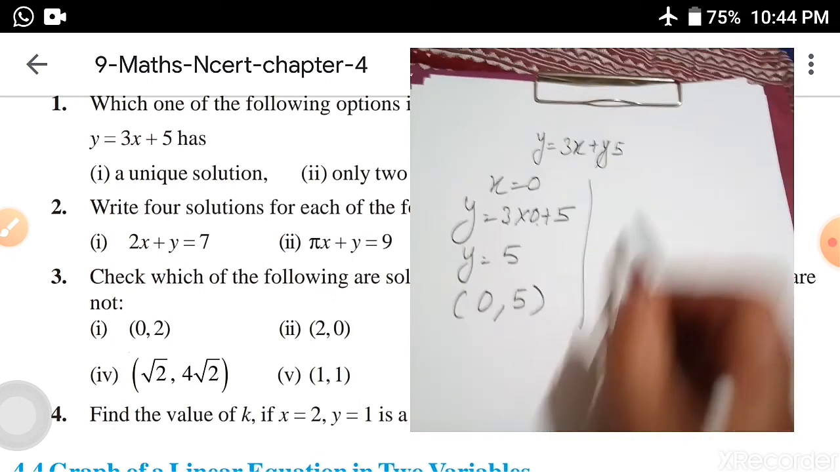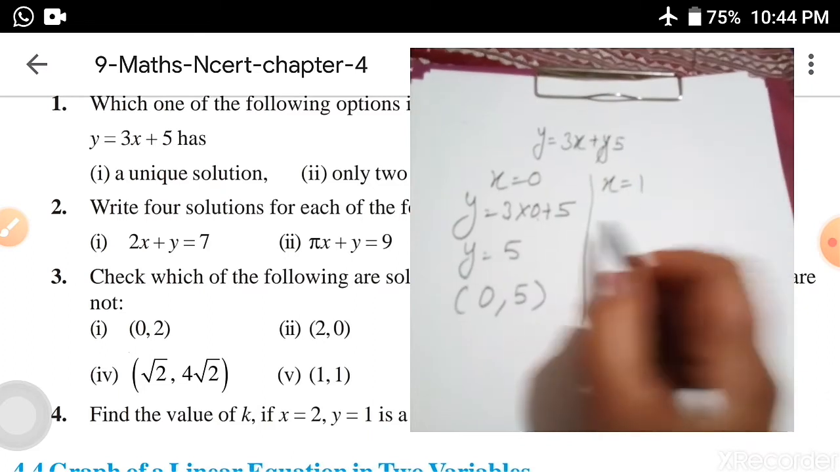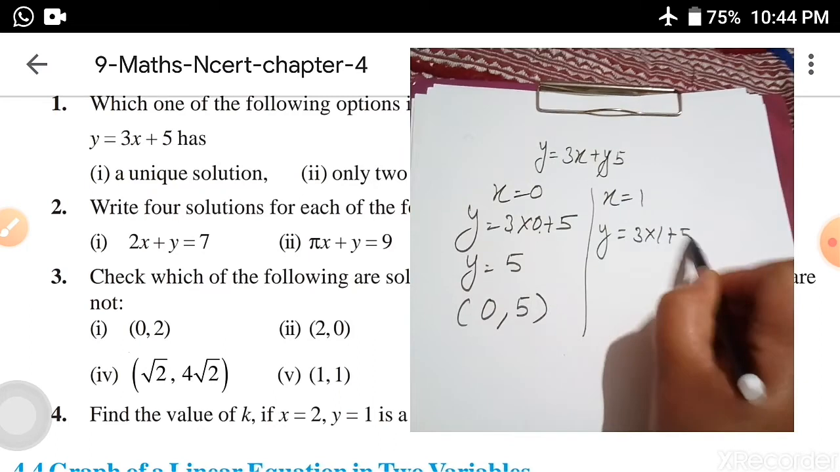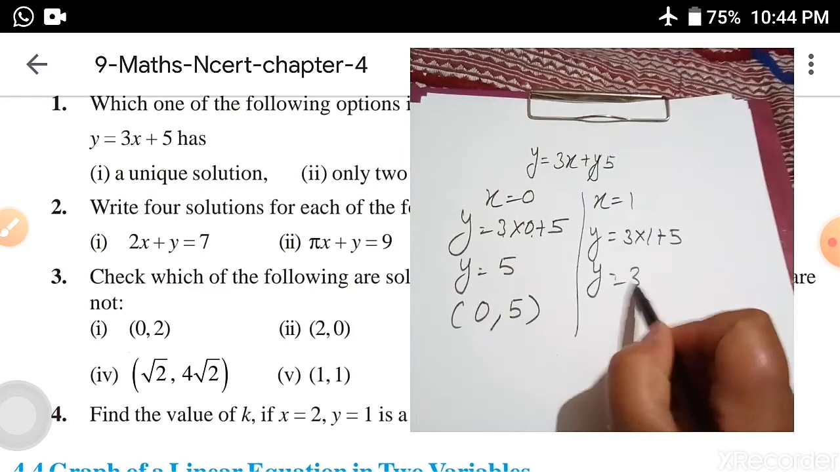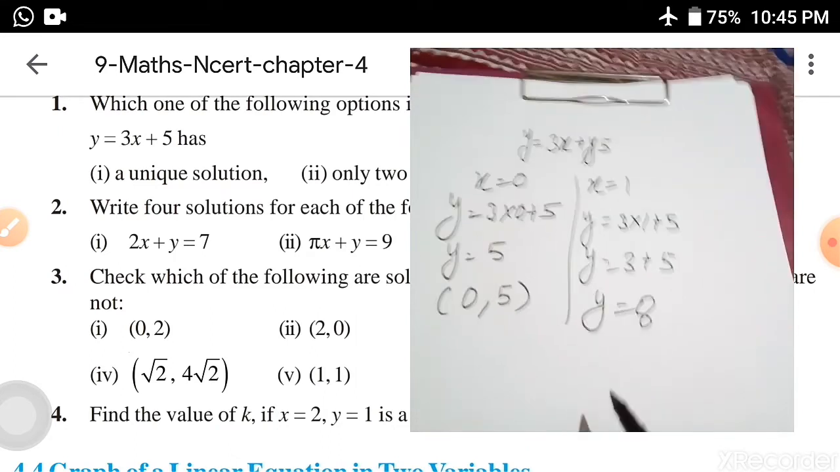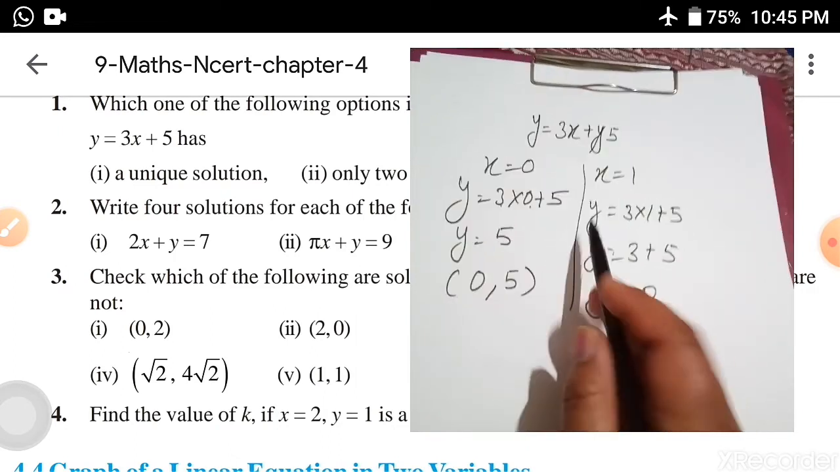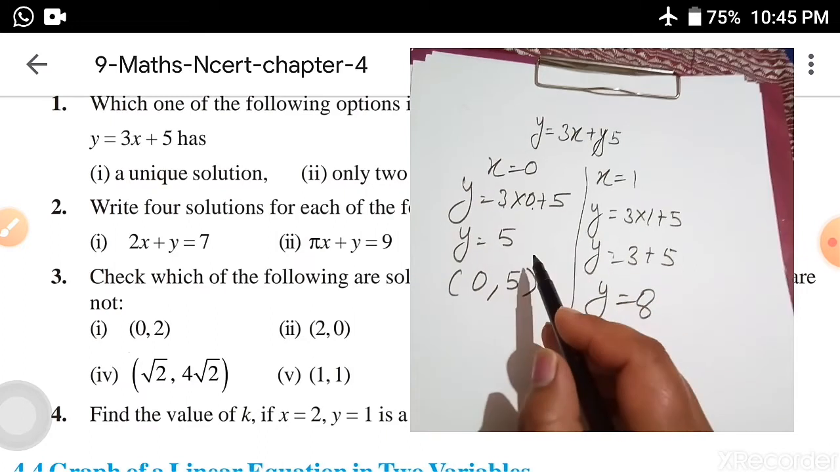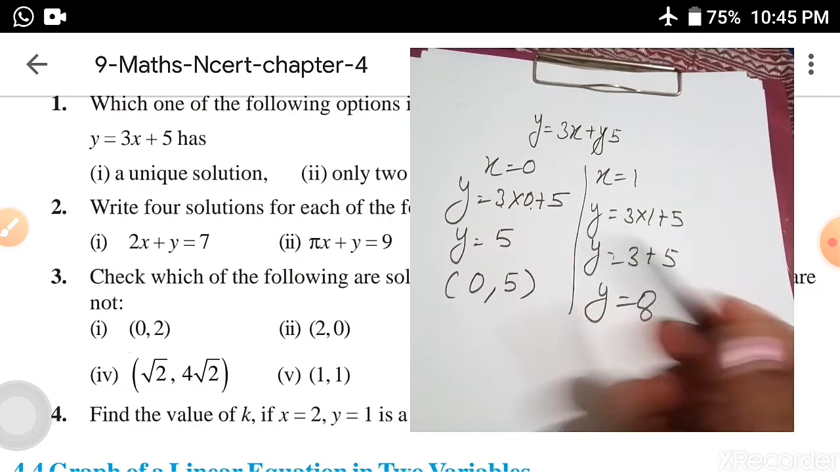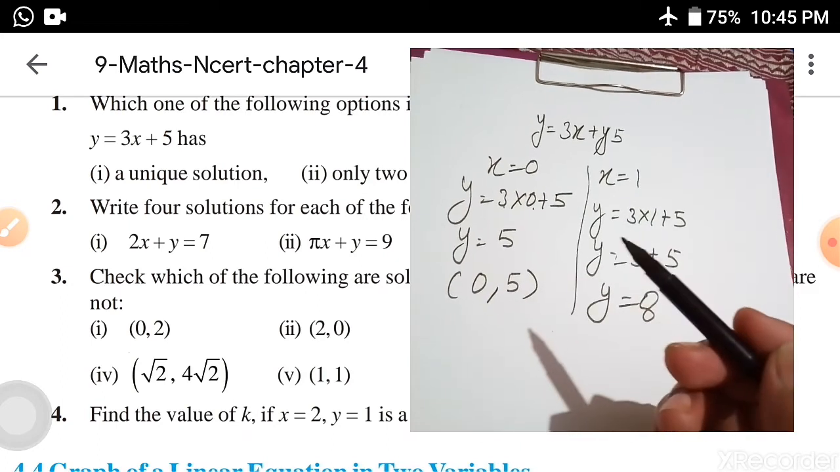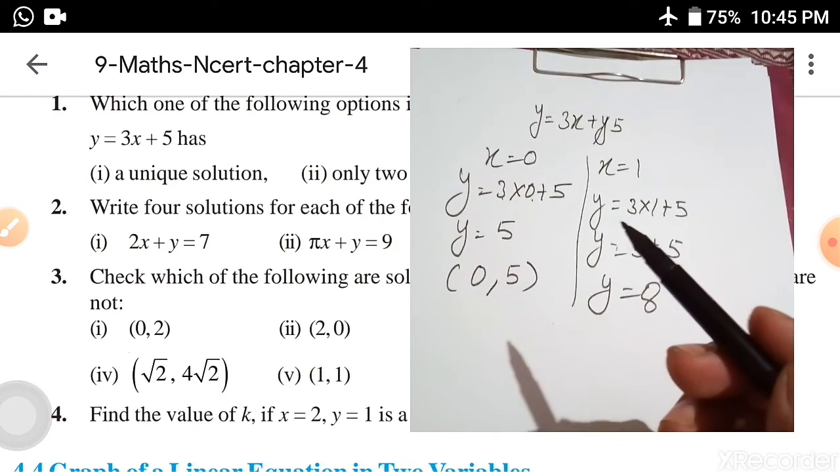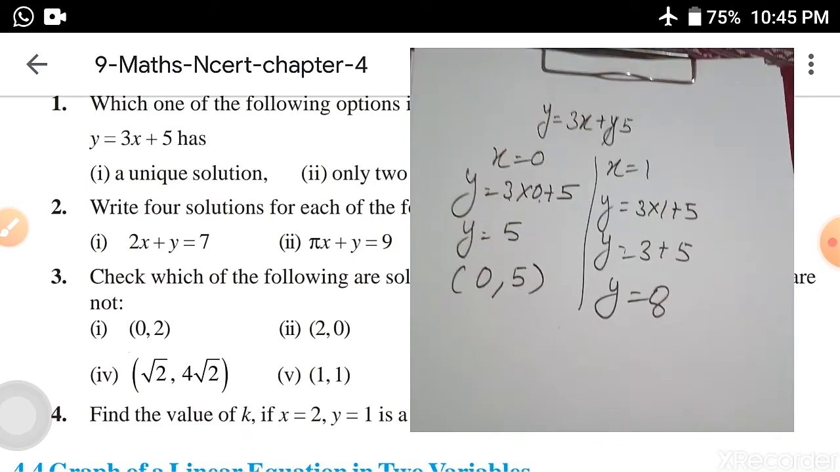Similarly, if you put the value of x equal to 1, you will get y is equal to 3 into 1 plus 5. That means y is equal to 3 plus 5, so y is equal to 8. That means if you put different values of x, you get different values of y. That means it has infinitely many solutions. Therefore the third part of this question is correct.